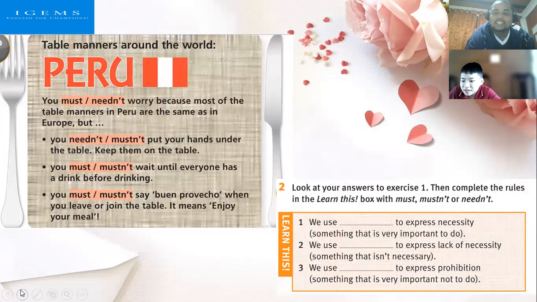So let's continue. Let's look at this Learn This box, in exercise number one. We are going to complete the rules with must, mustn't, or needn't. So number one, we used to express necessity. Do you know what necessity means? No, what does it mean? Necessity means need, the need of something.